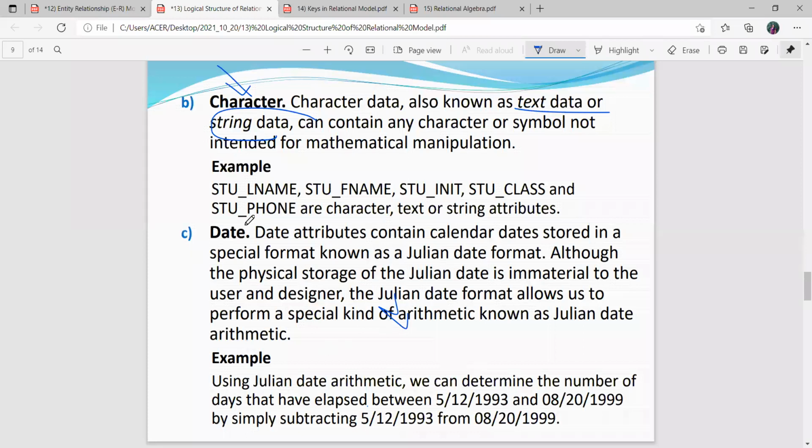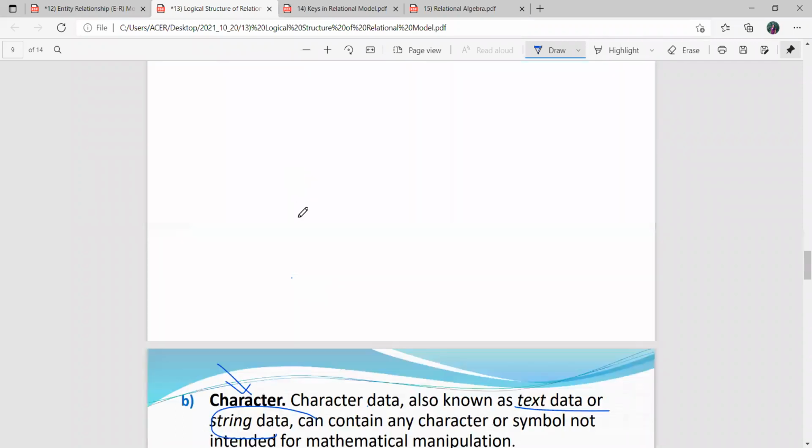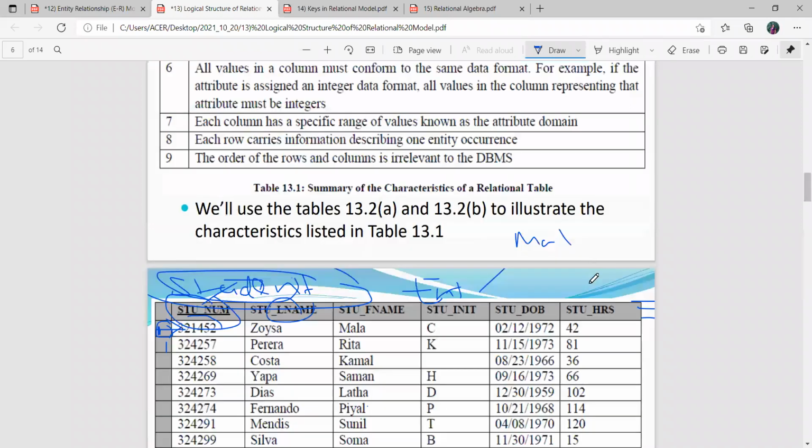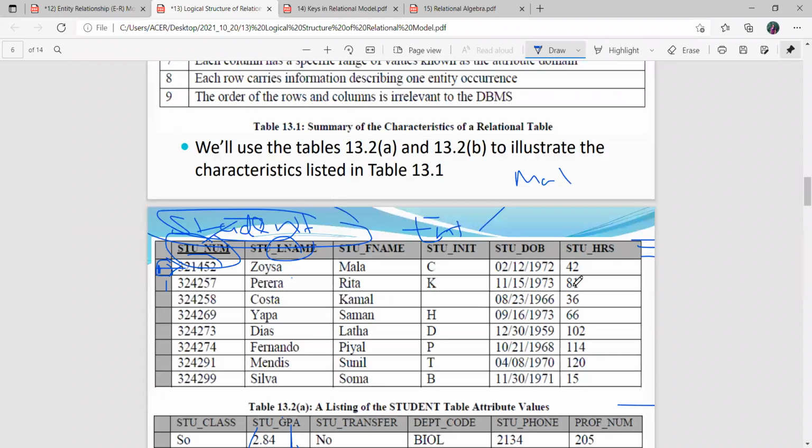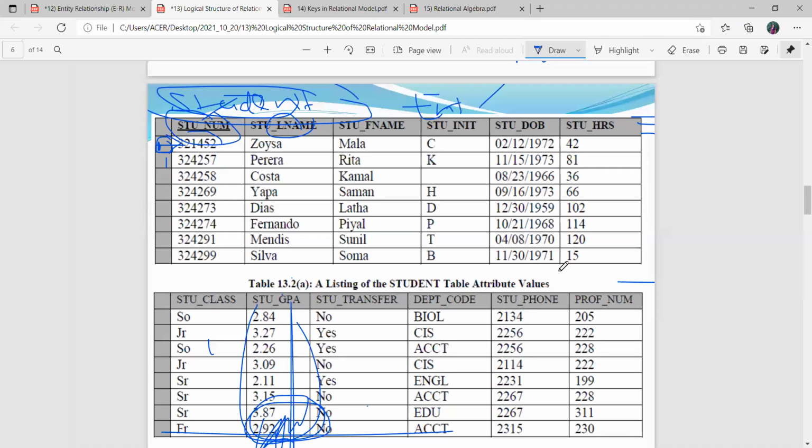So you can see date is a date data type, where this Julian data format is mostly used. What is the attribute that belongs to the date data type? Identify it. It is birth date, date of birth, STD DOB.